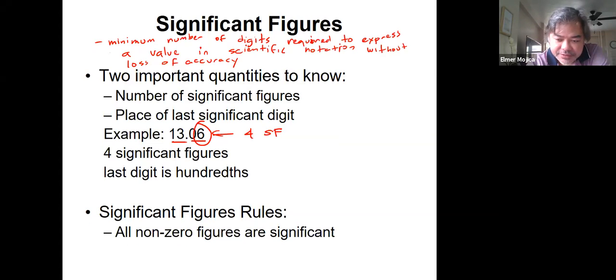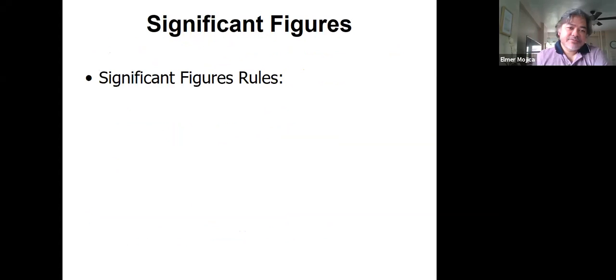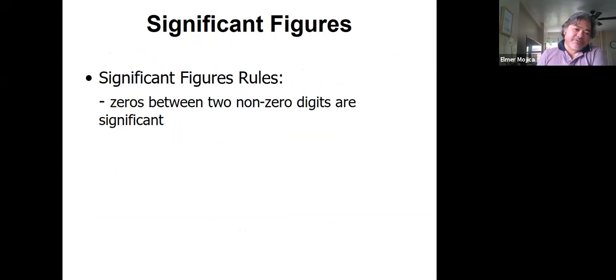Try to answer. Okay. So what else do we know about the zero? Zero between two non-zero digits are significant. So these are what? These are the captive zeros. So if you have it like this, we could say that zero there is significant.